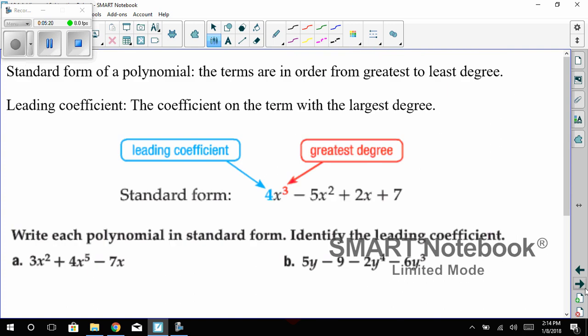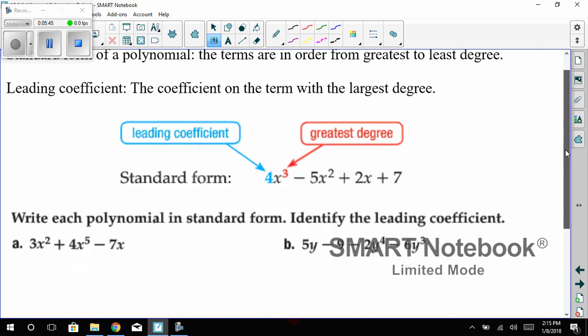Okay, next thing. Standard form of a polynomial is when the terms are in order from greatest to least degree. The leading coefficient is the coefficient of the term with the largest degree. As you can see here, since there's only one variable, we just put them in order from largest exponent to smallest exponent. The greatest degree in this case would be 3. The leading coefficient would be 4. Okay, so let's do part A.